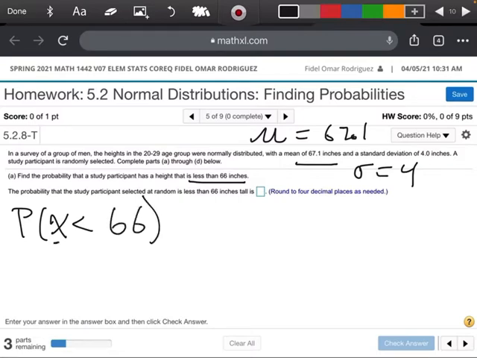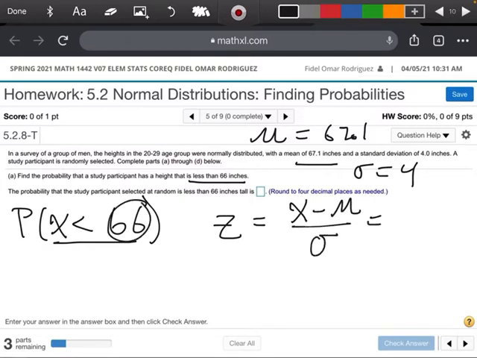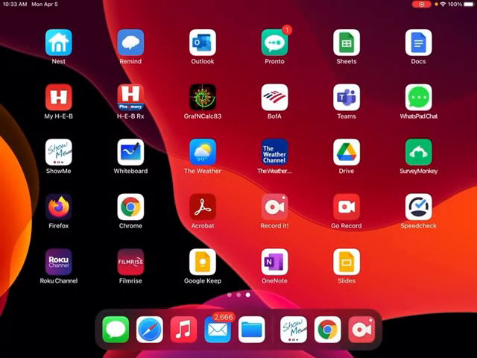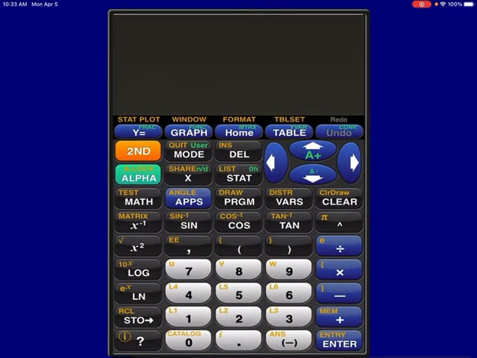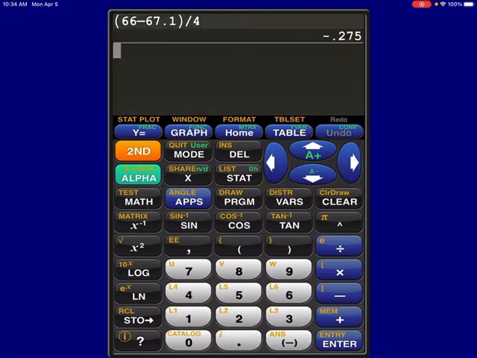So the first thing we're going to do is convert this X value to a Z-score. Remember, the way we convert to a Z-score is X minus mu all over sigma. My X number in this case is 66, so I'm going to write this as 66 minus 67.1, in parentheses, over 4. Let me do this piece on my calculator. Here's my calculator. So we said 66 minus 67.1, and then I'm dividing that by 4, and I'm coming up with a negative 0.275.